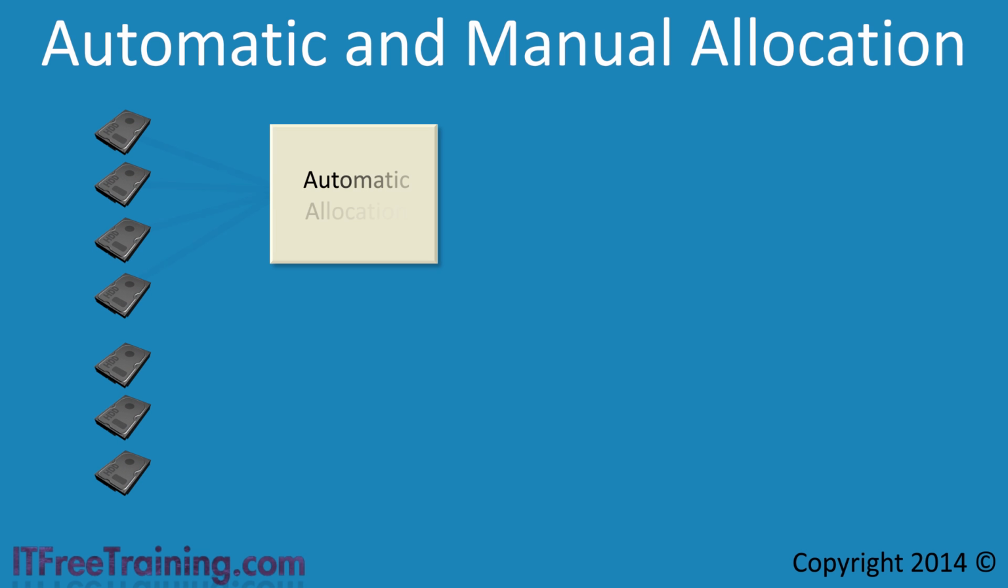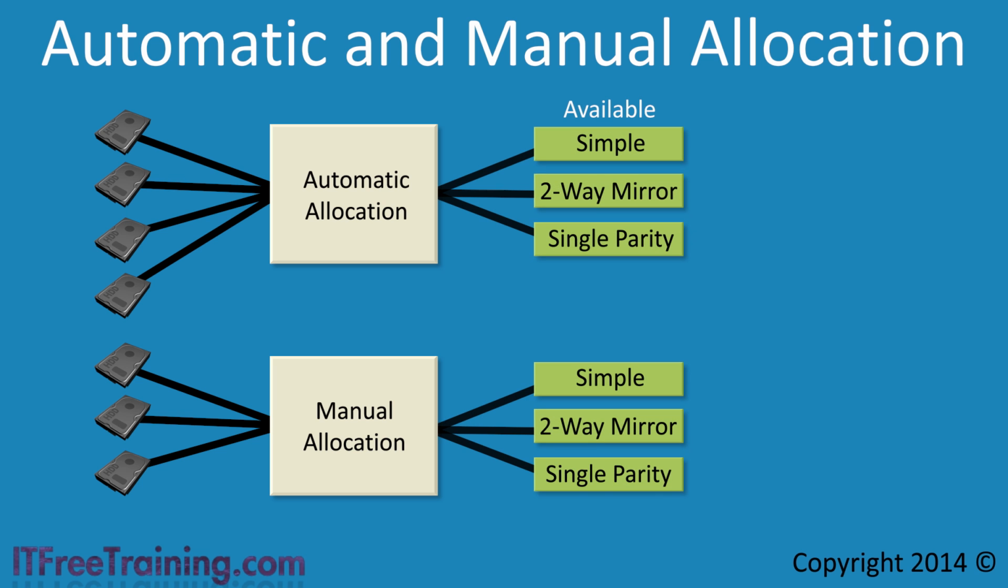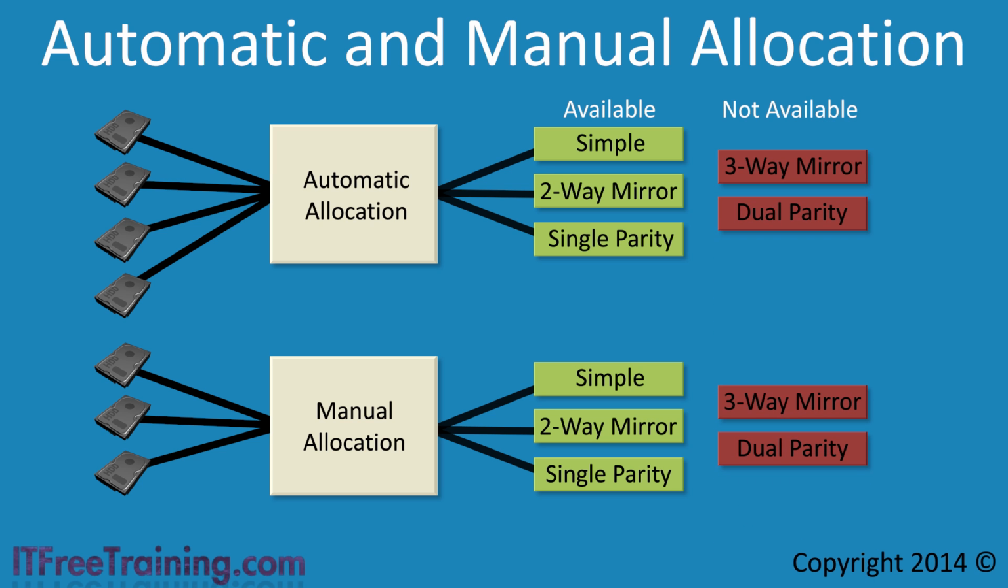If you had Windows storage spaces configured with 7 hard disks, 4 of these are configured for automatic allocation and 3 configured for manual allocation, the following would happen. Virtual disks could be created with simple, two-way mirror and single parity for both the automatic and manual allocation. However, three-way mirror and dual parity would not be available.